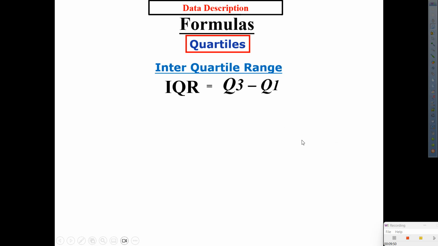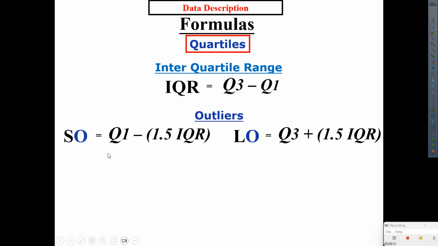And the last two are to check for outliers. Here's one. SO means small outlier, and LO means large outlier. So there's two more formulas. Copy those, please. Like I said, we've already been using most of them except for the last two, but they have components that we've already covered.